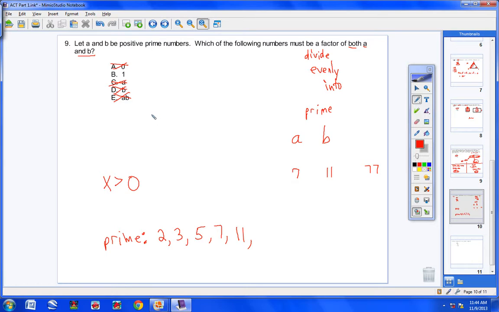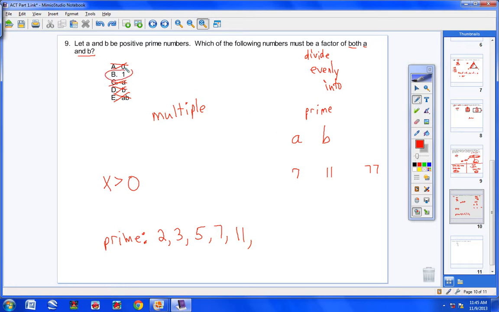They're wanting to see if you'll get the word factor confused with the word multiple. You see, 77 is a multiple of 7 and 11. 7 times 11 is 77. But 77 is not a factor of these numbers. Remember, a factor means a number that divides evenly into. And 77 does not go into 7, and 77 does not go into 11.